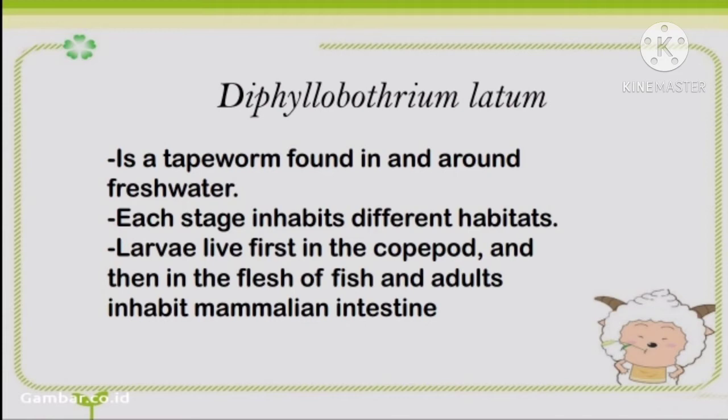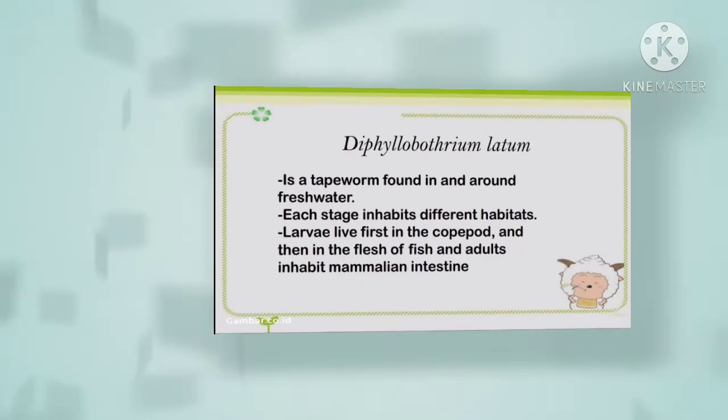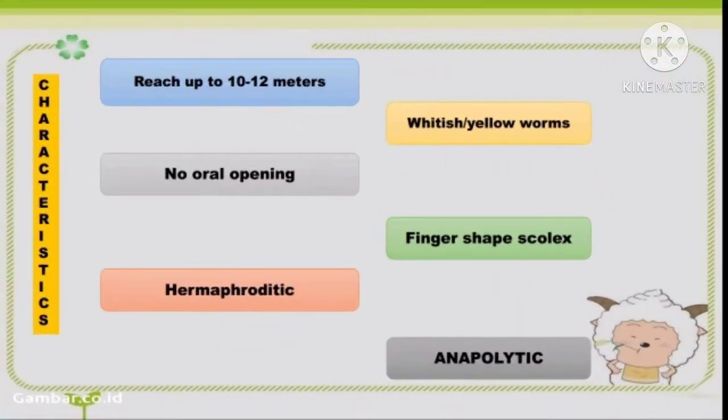Its body is composed of many segments, and each segment contains male and female reproductive organs. This allows for its high fecundity, meaning it easily spreads in regions with poor hygiene and sanitary practices. So let's proceed to the first characteristic of Diphyllobothrium latum.